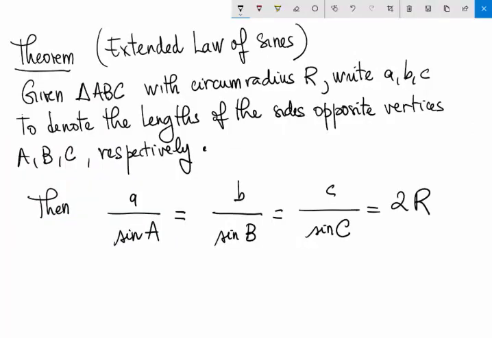The following theorem is known as the extended law of sines, and it's stated as follows. Given triangle ABC with circumradius R, if we write a, b, c to denote the lengths of the sides opposite vertices A, B, and C respectively, then a over sine of A is equal to b over sine of angle B, which is equal to length c over sine of angle C, and they're all equal to the diameter of the circumcircle of the triangle ABC.